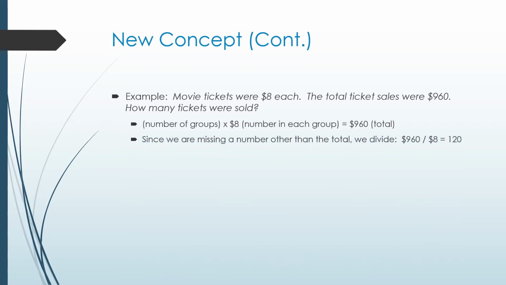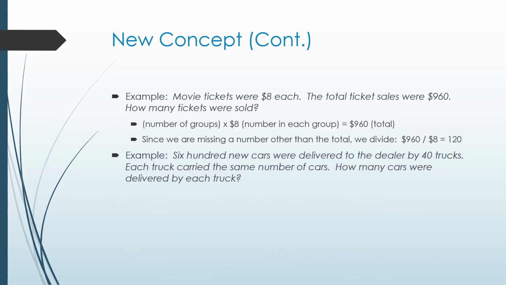Since we're missing a number other than the total, we're going to divide because it's a missing number in multiplication. So we would do 960 divided by 8, and that equals 120. So there were 120 tickets sold.